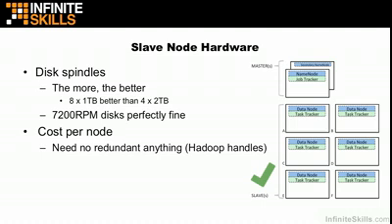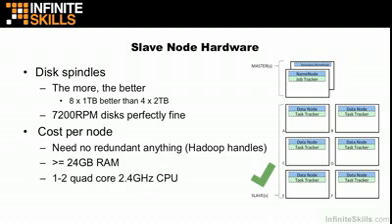You don't need redundant anything. Hadoop handles redundancy, both striping and mirroring, at the cluster level. But you want at least 24 gigabytes of RAM in these machines, and probably 1 to 2 quad-core 2.4 gigahertz CPUs at least. Single NIC, single power supply is totally fine.